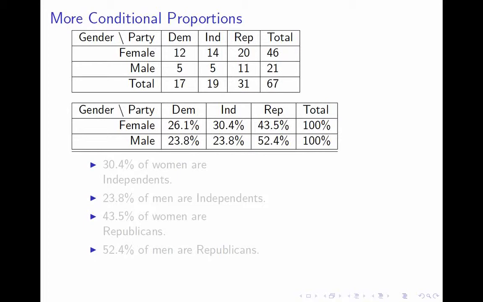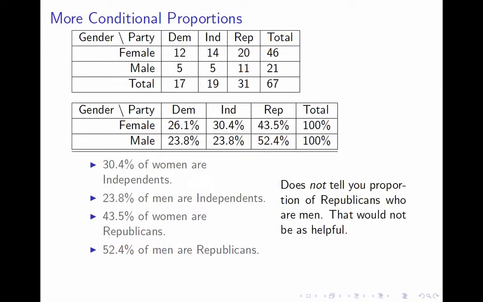Okay, so what did we learn here? We learned that, for example, 30.4% of women are independents, but 23.8% of men are independents. Likewise, we learned that 43.5% of women are Republicans and 52.4% of men are Republicans. And really important point, it doesn't tell you what percentage of Republicans are men. You get that by dividing by the column totals, and I think you'll agree that's not as helpful a way to talk about it.